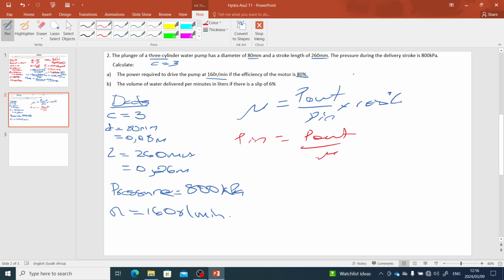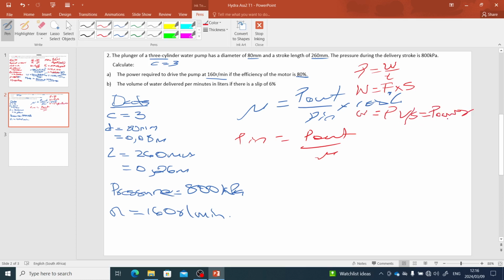Now, let's look at how to calculate power. Power equals work done over time. Now let's look at how to calculate work done. Work done is force multiplied by distance, or it can be pressure multiplied by volume. That would be your work done. It will be pressure multiplied by volume. But as soon as your volume is volume per time, you are now calculating what? Power.